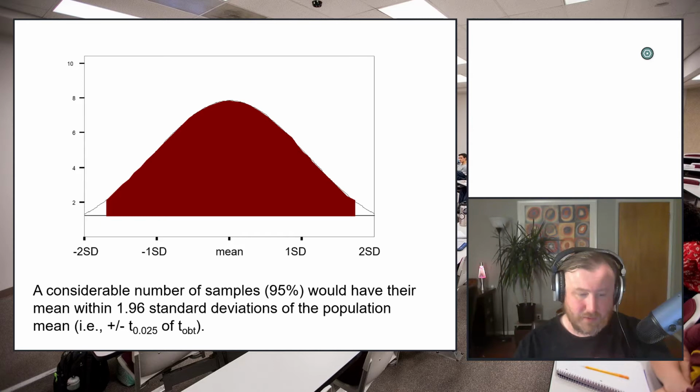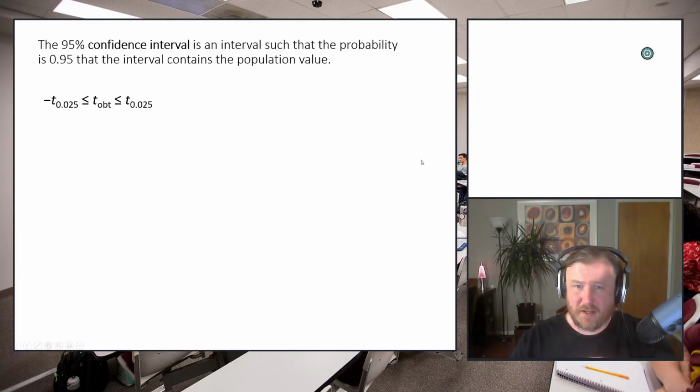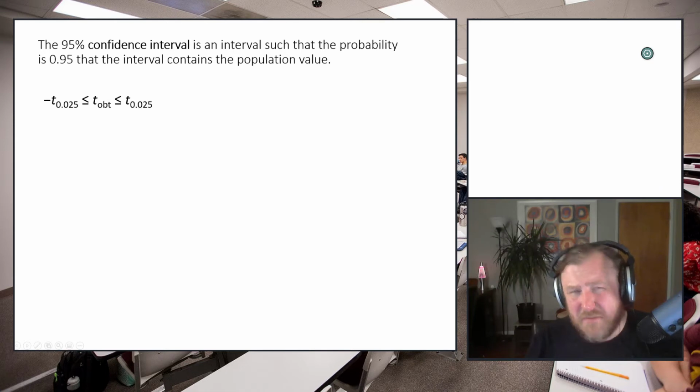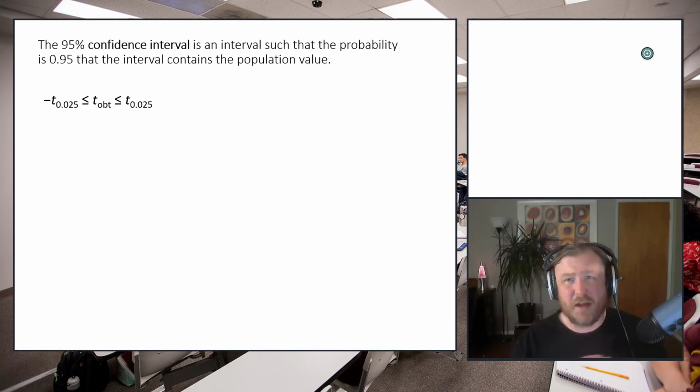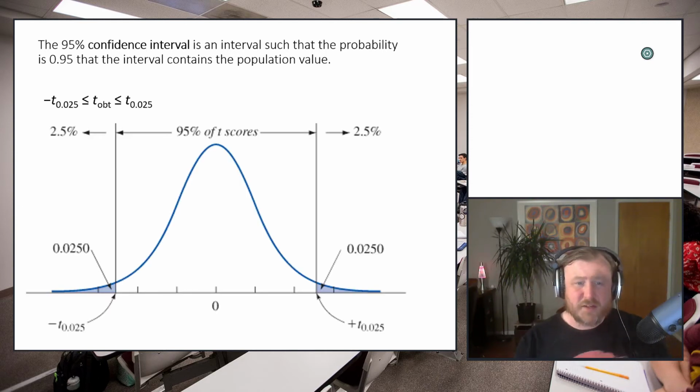So let's look at what this 95% confidence interval is. It is simply an interval that the population mean could take given a particular sample mean. And we report it by saying in the middle what our value was, and then what the lower bound is and what the upper bound is. So we can see here 95% of the scores are going to occur within the non-shaded region on this picture.